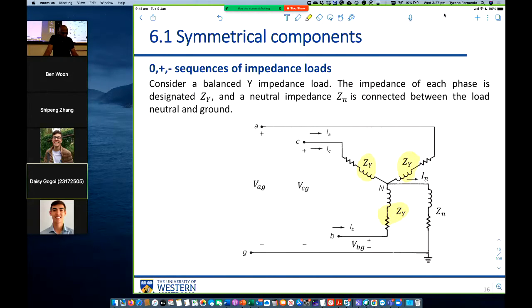The impedance of each phase is designated ZY, and the neutral impedance is Zn. So we take the neutral and we connect it to ground. There's a path like that, and that is Zn. It's connected between the load neutral and ground. You take the neutral point and you connect it to ground.